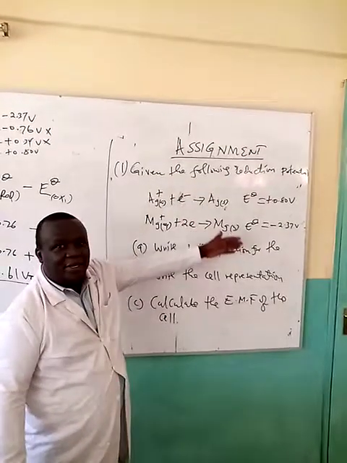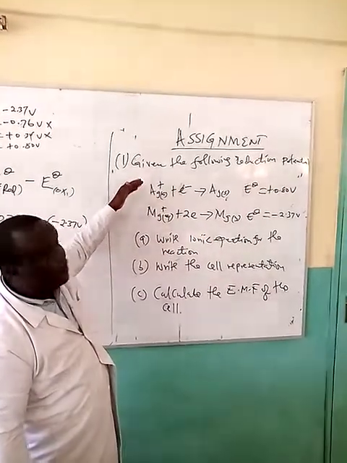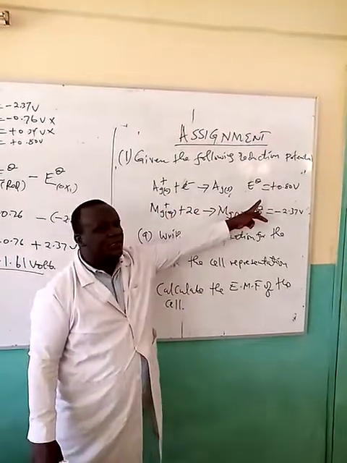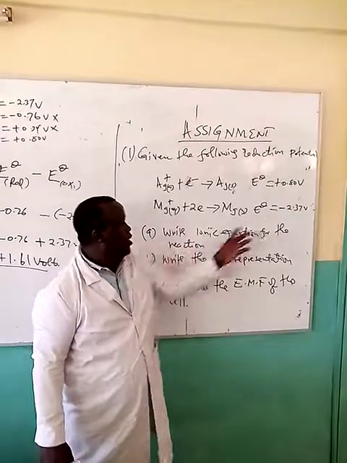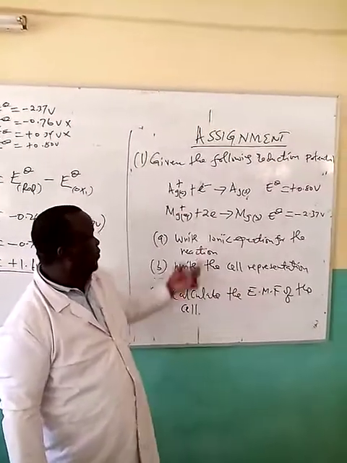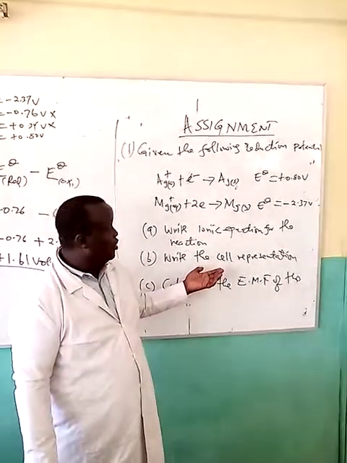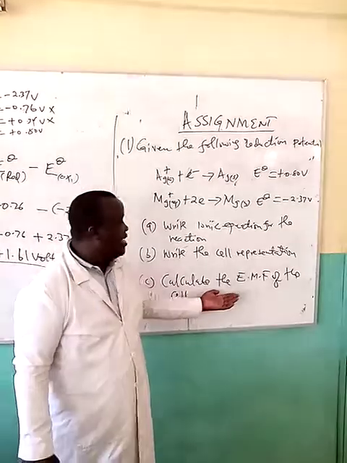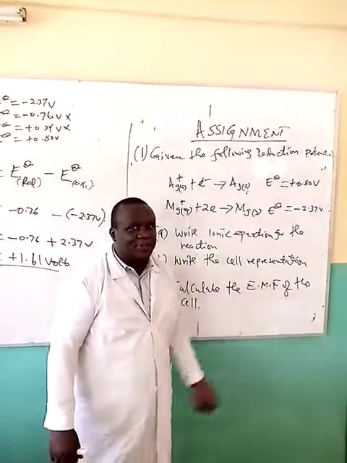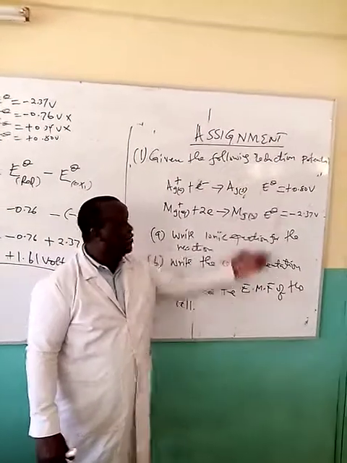This is the assignment based on what you have learned. I wish our candidates to, first of all, this is the equation. Given the following reduction potentials, we have the reduction potential of silver, positive 0.8, and magnesium, negative that one. Please write the ionic equation for the reaction in the two half cells, and then write the cell representation, the cell diagram, or the cell notation, and then come up with the EMF of the cell, the electromotive force of the cell from the reduction potentials.